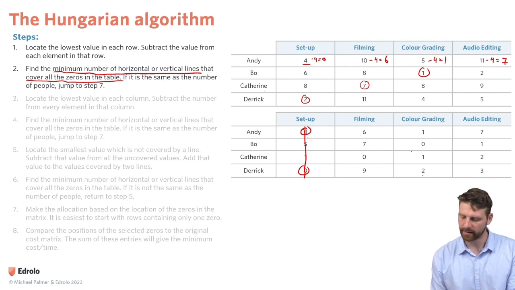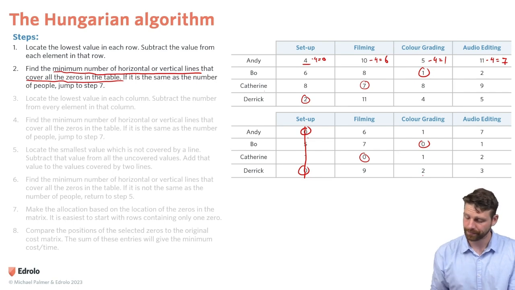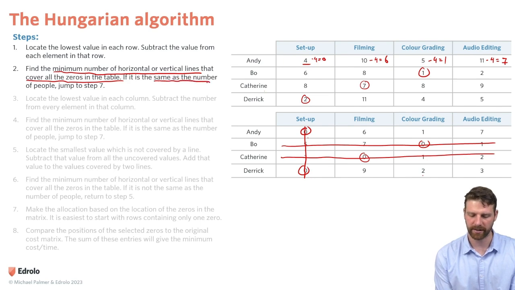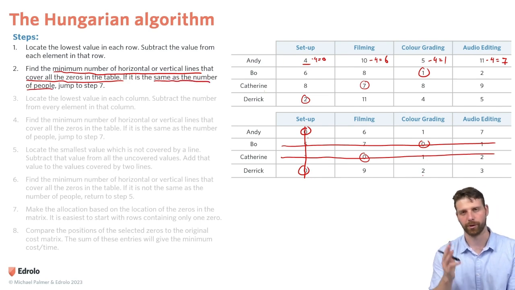So here, I can't see any other way to draw lines to cover these 2 zeros in one stroke. I mean, I can't do it. They're in different sort of rows and columns. So I'm just going to draw 2 horizontal lines like that. Okay, once I've done this step, I'm supposed to see, is this the same as the number of people? So there are 4 people, but I've drawn 3 lines.